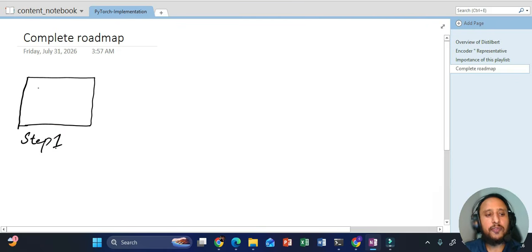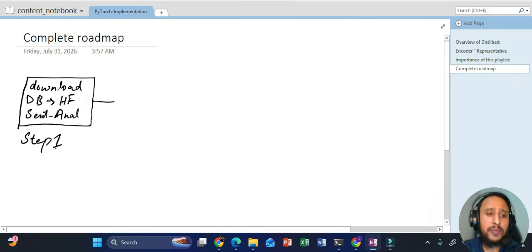In this first step, we are going to download the DistilBERT model using the Hugging Face library, and then we will perform sentiment analysis with the pre-trained model, and we will execute a few steps of fine-tuning on top of that with the help of the Hugging Face library.